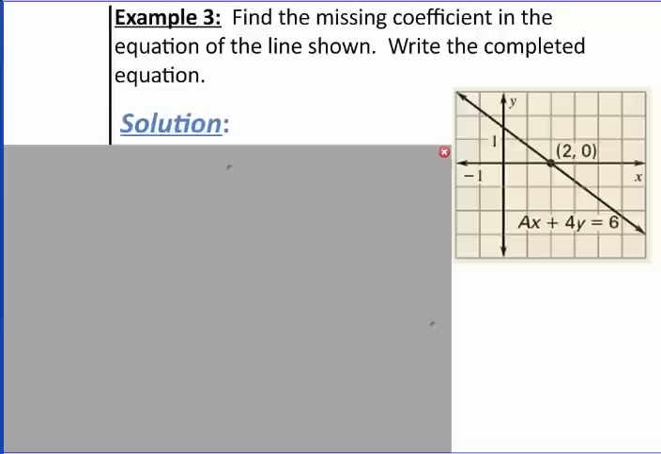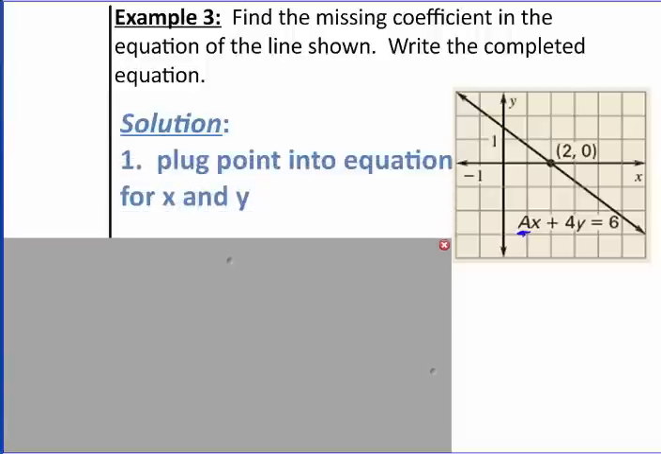Last example, we're going to find the missing coefficient in an equation that's in standard form, and then we'll write the completed equation. So you'll be given a point, you'll be given an equation, and we're going to be missing a part. In this case, we're missing the coefficient of x. We're missing the a value. Okay, that's got to be a number, so we have to find out what that number is.